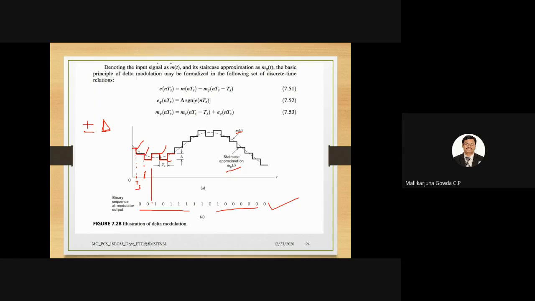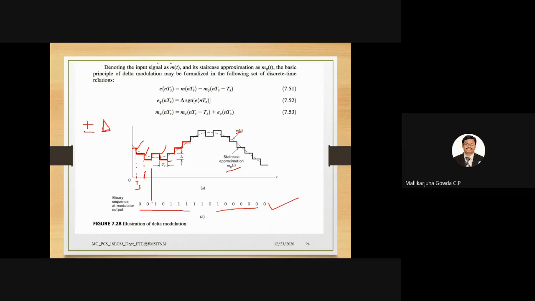So now again it will compare with analog input signal. Now the approximated signal is still less than the analog input signal. So it will be further incremented by delta. Okay, so it will be there that value till the next sampling interval. Now at this point of time also, the approximated signal is still less than my analog input signal. Hence it will be incremented by delta. Okay, so till next sampling interval.